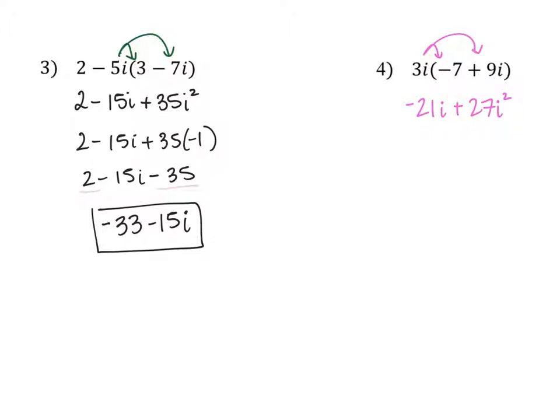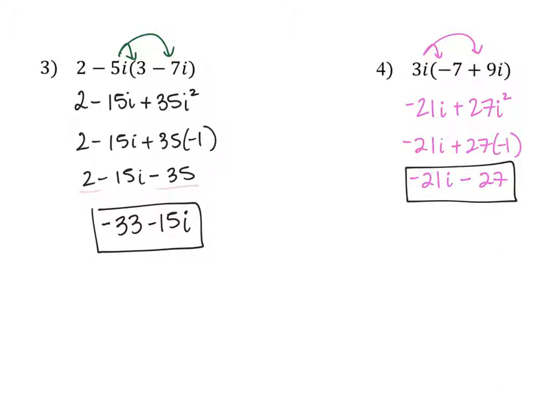And so from here, I'm just going to change that i squared to a negative 1. So this becomes negative 21i, bring that down, 27 gets multiplied by a negative 1. And so I have negative 21i minus 27 if you multiply these two. Now, looking at this here, it looks like I can't combine any further because that's an imaginary number and that's a real number. So I'm done.